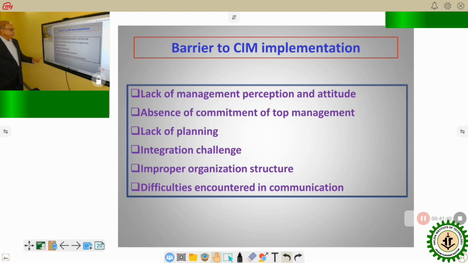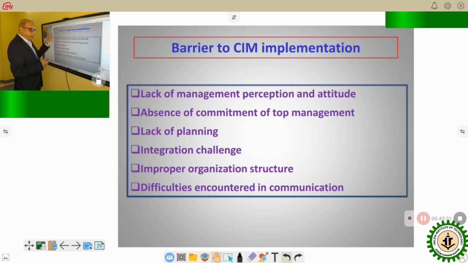Finally, there are a couple of barriers: lack of management perception and attitude. Actually, it is the same concept as I had shown the very first time. It became popular in the 80s and 90s, but unfortunately, CIM was not very successful because of the lack of perception, lack of understanding. The management people thought that it is basically a mix of hardware and software. So more investment, more sophisticated equipment would automatically yield the CIM philosophy as a target. But eventually, it was proved to be wrong.